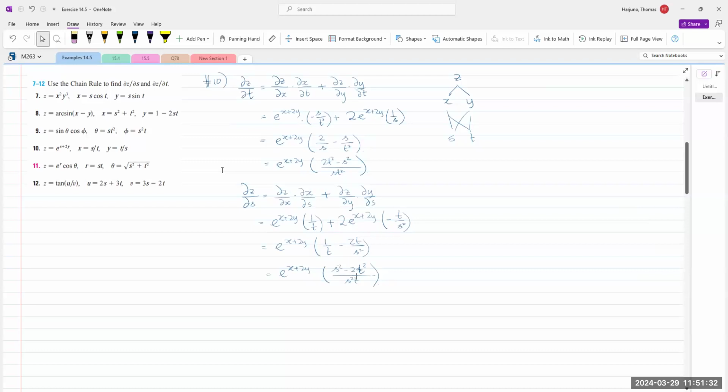I wonder if you can try number 12 yourself. Well, I'll do it. Number 12. z is a function of u and v, but then u, v are both functions of s and t. So ∂z/∂s, I need to be careful now. Don't make the same mistake twice. ∂z/∂u times ∂u/∂s plus ∂z/∂v times ∂v/∂s.